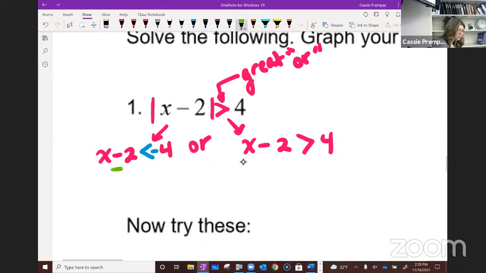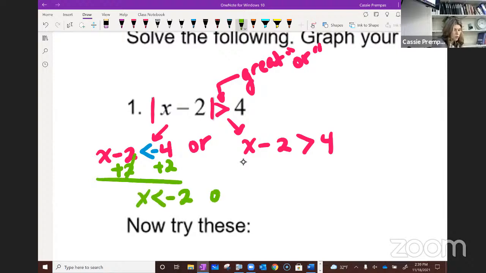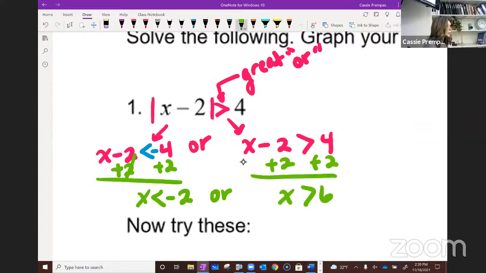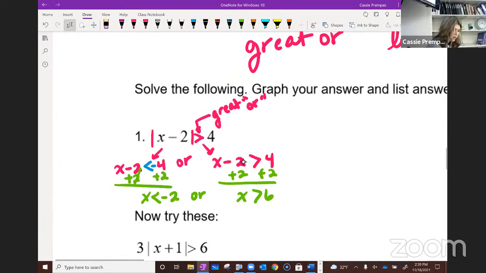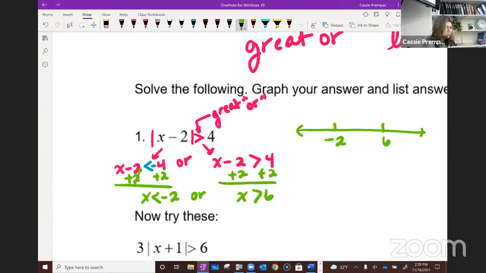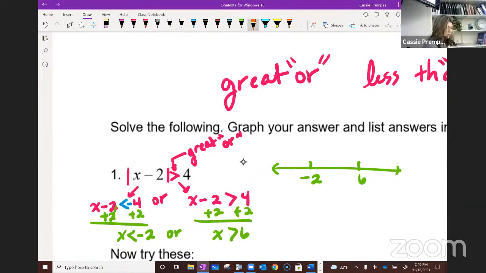So I'm going to add 2, and that tells me that X has to be less than negative 2, or add 2, add 2, X has to be greater than 6. So now I'm going to graph these answers on the number line. I'll have an open circle at 6, an open circle at -2. Why did I say open circle? Good, it doesn't have an equal bar. And then how am I going to shade in the direction from -2? Where it's pointing. To the left. Good. And then how about the number 6? I have an open circle, and which way am I going to shade that?